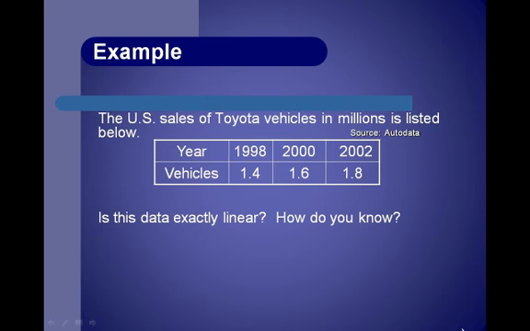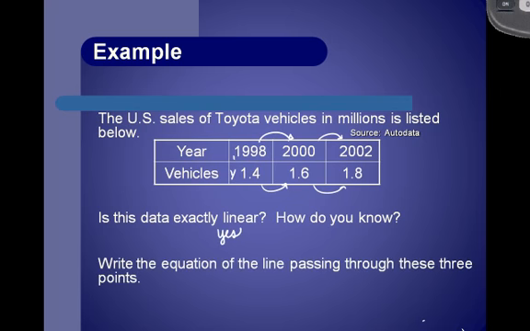The first question is this data exactly linear? Well, looking, we know that as the x's increase by 2 every year, the y values increase by 0.2 every year. So it's exactly linear because the rate of change every time is exactly the same. The next thing we want to do is write the equation of the line passing through these 3 points. Well, because it's exactly linear, we can choose any 2 of the ordered pairs. We can choose any 2 of the 3 ordered pairs. So let's say we just pick the first 2.